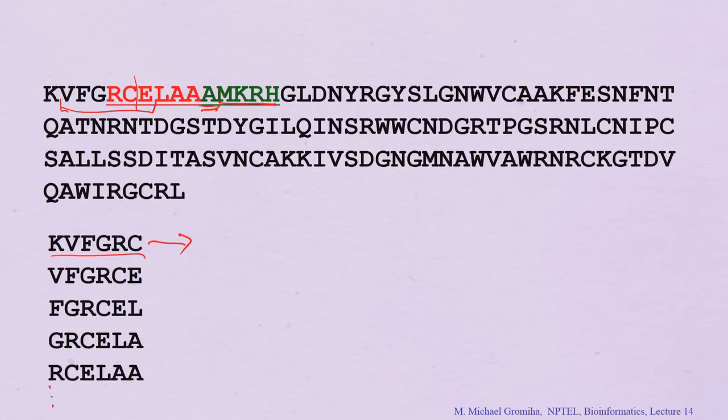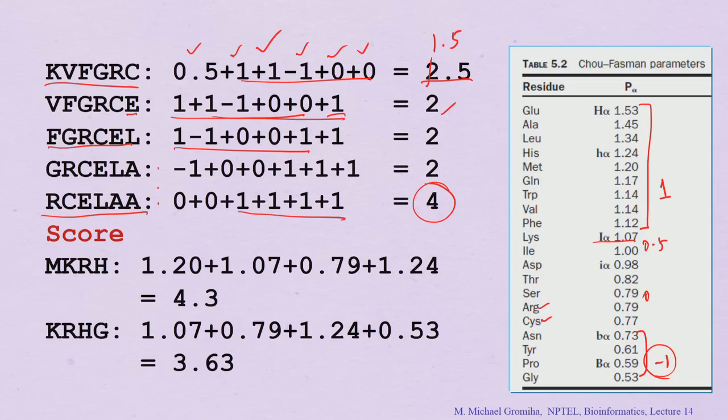The next one is K, lysine, so it is also 0.5, and if you add the values, this will give you a value more than 4. You can extend up to this MKRH. So here you can add M equal to 1.2, K is 1.07, arginine 0.79, histidine 1.24, and this value is 4.3.